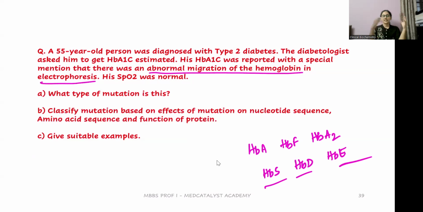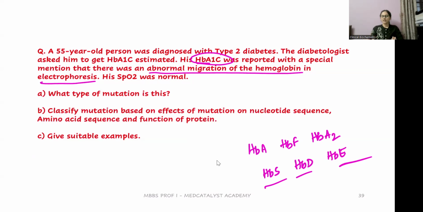After finding out that HbA1c level, he gave the HbA1c test only. But what happened? The level of HbA1c would have been abnormal, which did not correlate. So that is why he did this Hb electrophoresis, where he found the abnormal migration of hemoglobin.